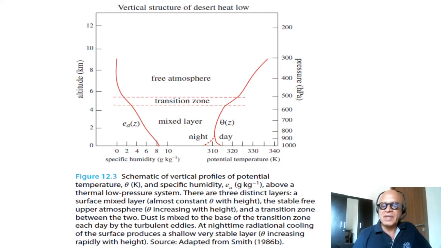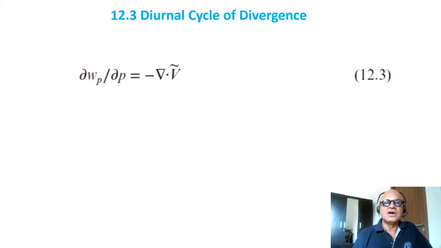So the impact of dust is not totally included here. These are kind of idealistic profiles. How can we look at the circulation?